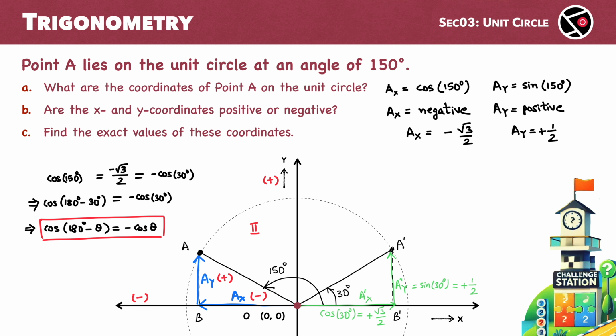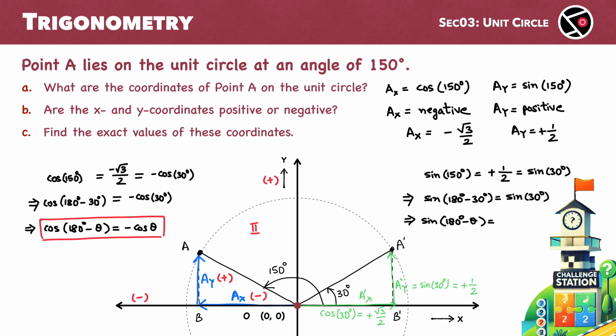Similarly, we saw that sine of 150 degrees is equal to sine 30 degrees. Sine of 180 degrees minus theta equals sin theta. These are important identities that you should remember and most importantly, understand. If you are comfortable with the concept of the unit circle, you can easily visualize these in your head. Remember, the unit circle is your starting point.